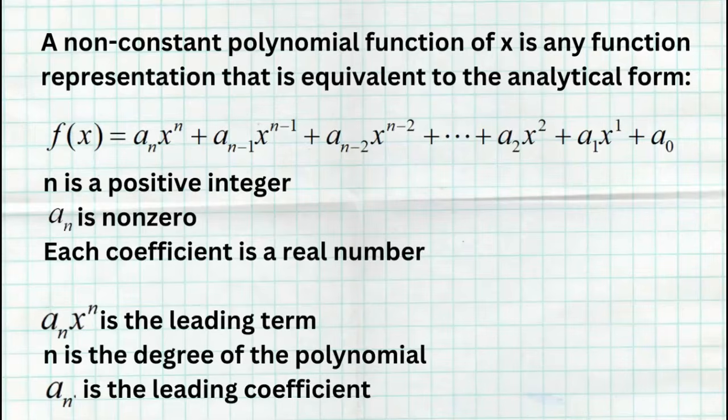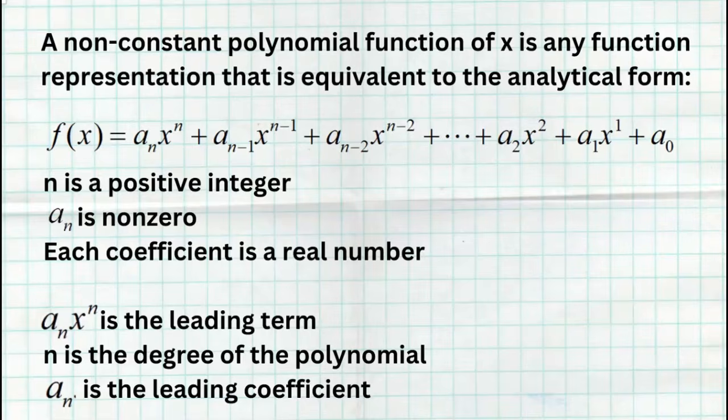All right, so the first thing we have to do if we're going to explore polynomial functions is understand what a polynomial function looks like. So here we go. A non-constant polynomial function of x is any function representation that is equivalent to the analytical form. Now, I know this looks rather confusing, but it's actually really simple, and I'm sure you recognize these. Basically, every term has an x value with a power, x to the n minus 1, x to the n minus 2, and every term also has a coefficient in front of it. We're just calling it a sub n minus 1, just to differentiate between them.